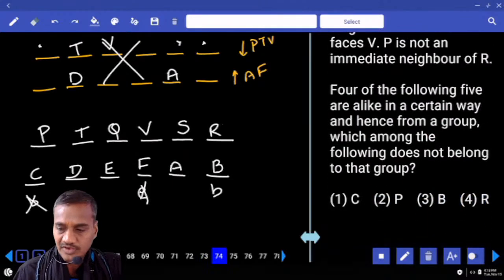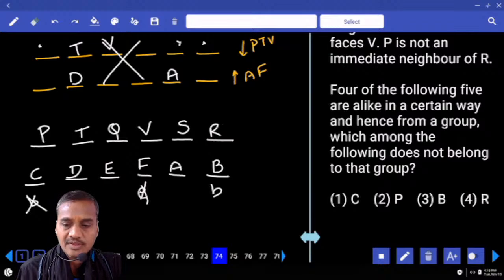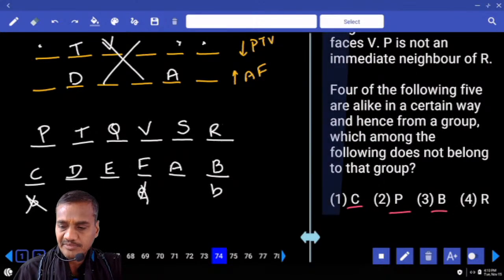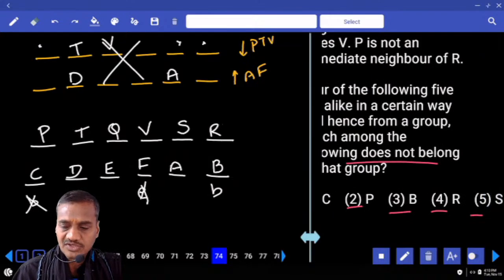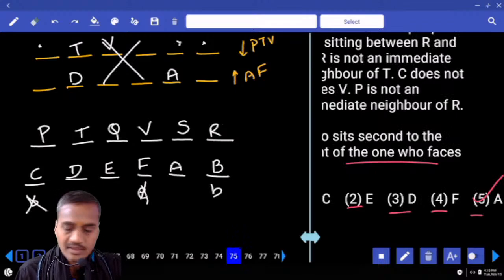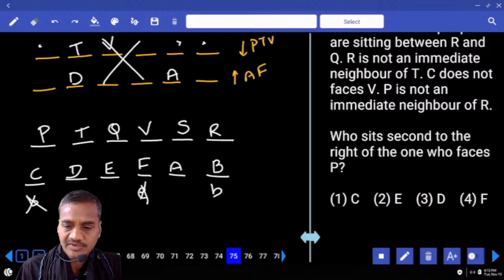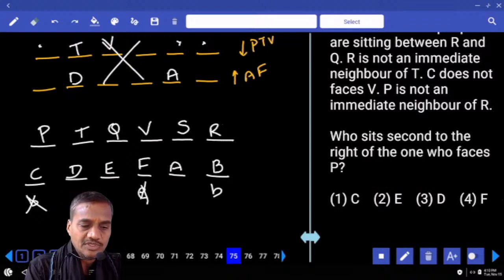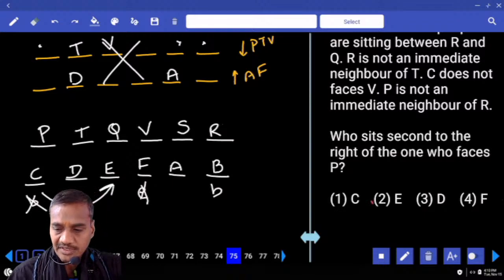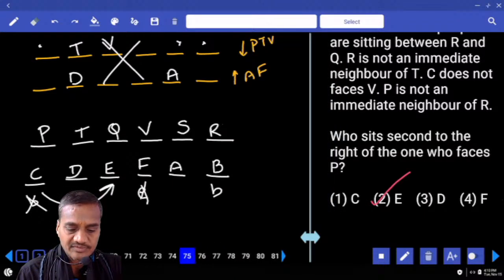And 74, four out of the following means odd one out: C, P, R and B. Now C, P, R and B are at the corners and S is not at the corner. And so choice 5 is the answer, question number 74. And 75, who sits second to the right of the one who faces P? The one who is facing P is C, and second to the right of C is E. E, that is choice 2, question number 75.